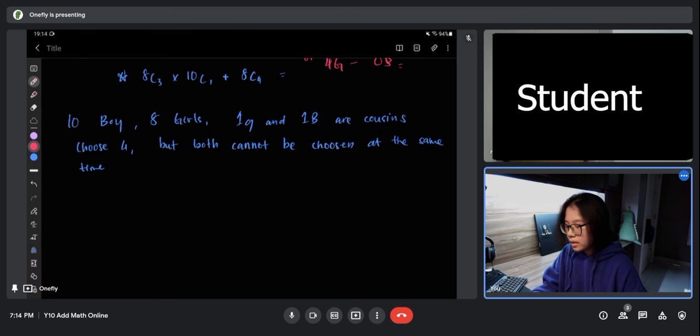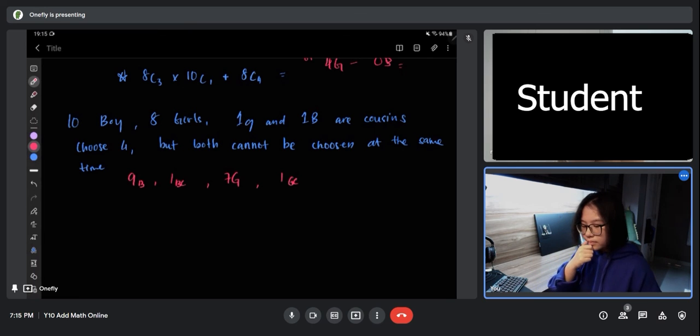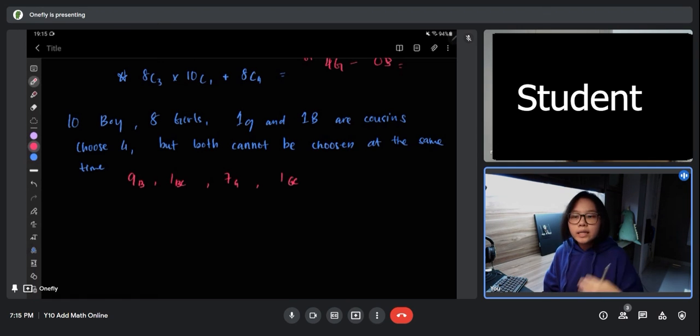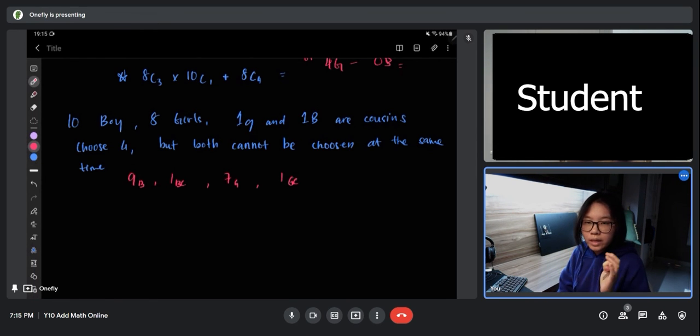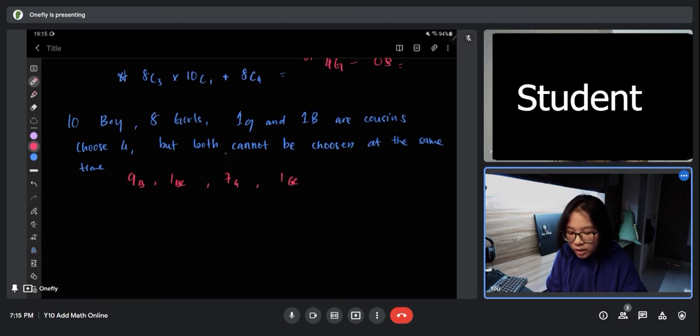Okay, let's discuss. So, for 10 boys and 8 girls with one girl and one boy as the cousins, what we can first visualize is we can look at it as 9 boys plus one boy cousin and 7 girls with one girl cousin. That is just to visualize. And then there are 3 different scenarios. Can you tell me what are the 3 scenarios based on both cannot be chosen at the same time?